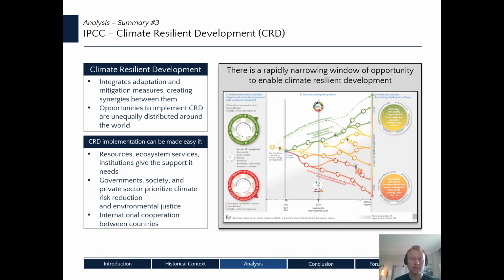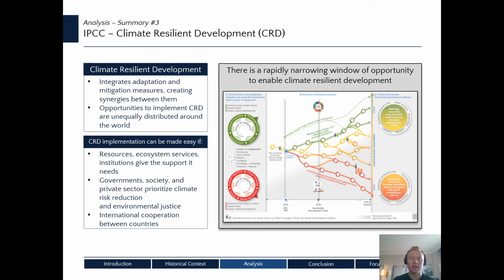The third main summary that the IPCC outlines is climate resilient development. Climate resilient development integrates adaptation measures with mitigation measures that enhance sustainability for all, including both human systems and ecosystems. That means instead of making trade-offs between adaptation and mitigation, climate resilient development, or CRD, is able to integrate these two and create synergies between them. However, opportunities to implement climate resilient development are not equally distributed around the world, and the most vulnerable climate-prone regions often have the most difficulty with actually implementing them.